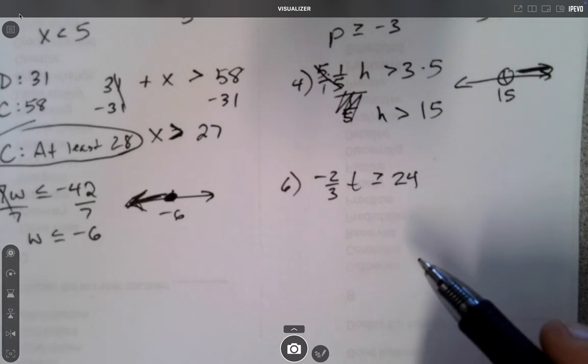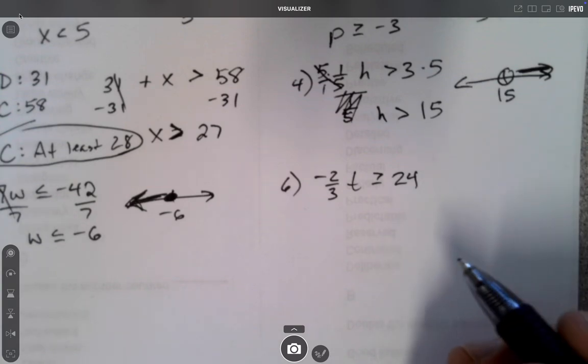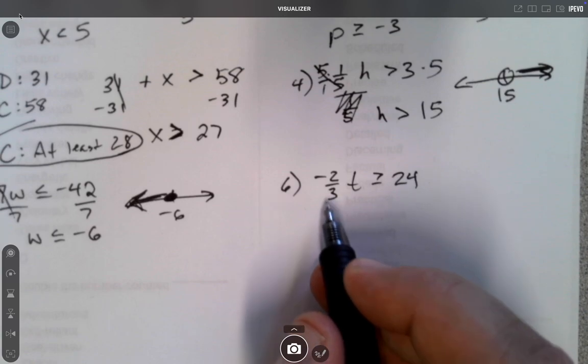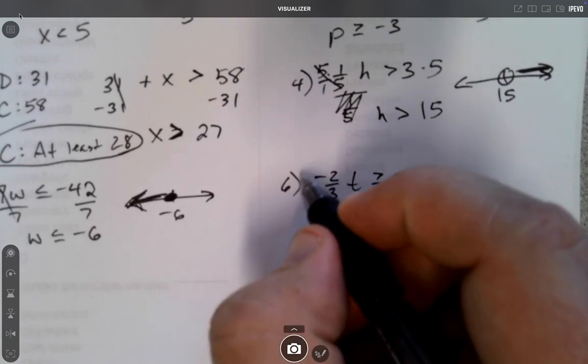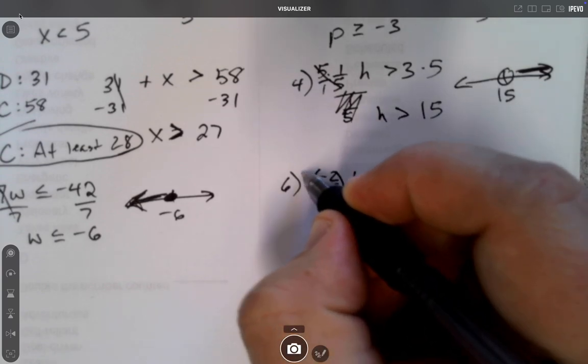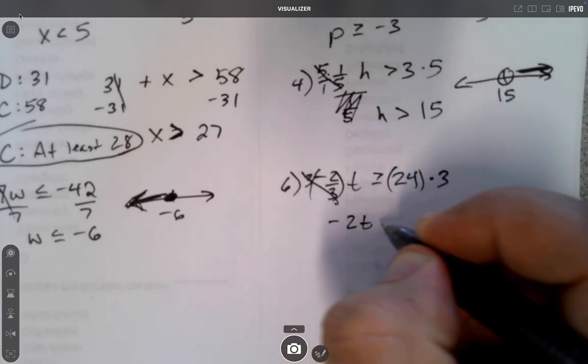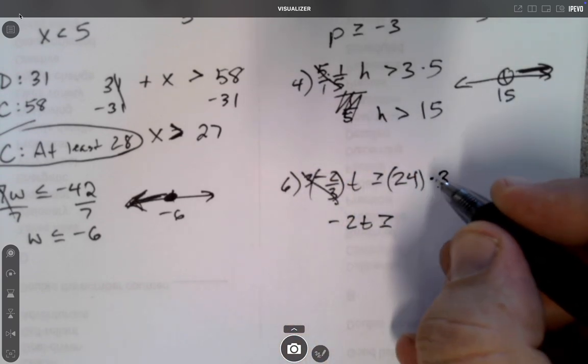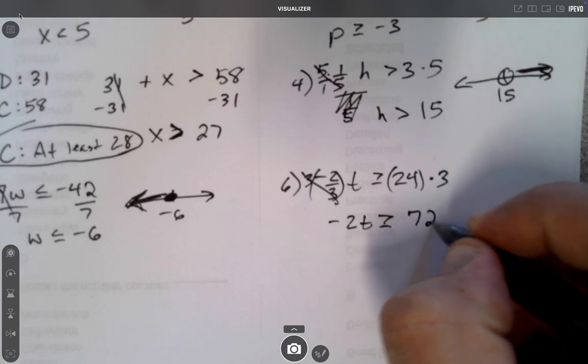But I'm just going to choose to do it in 2 steps. I think it works out a little easier that way. So I know I want to get rid of this 3. The 3 is being divided, so I need to multiply both sides by 3. So those 3's cancel, leaving -2t. And 24 times 3 is 72.